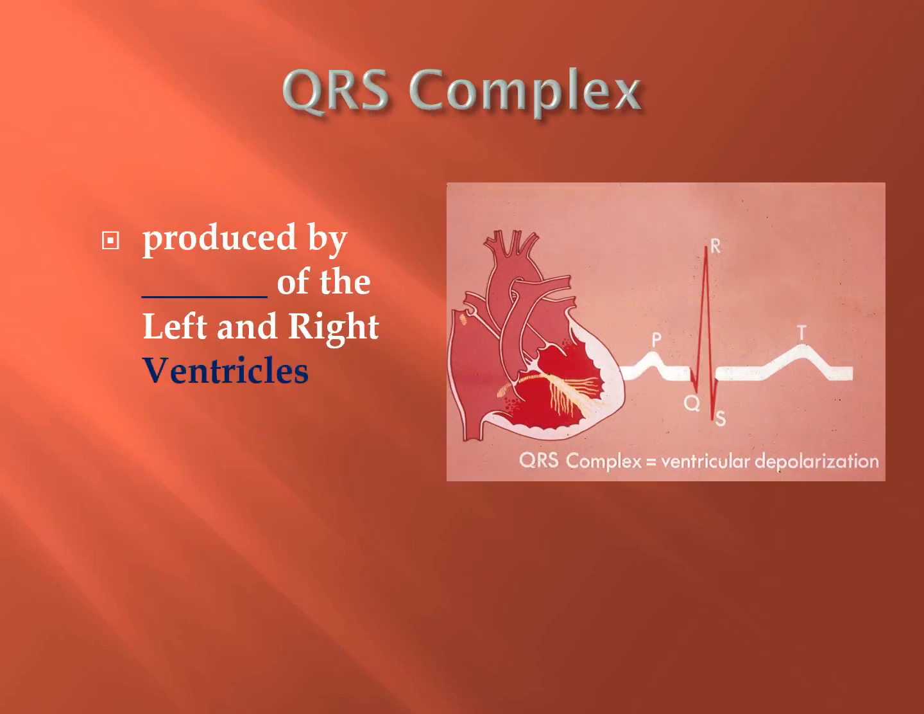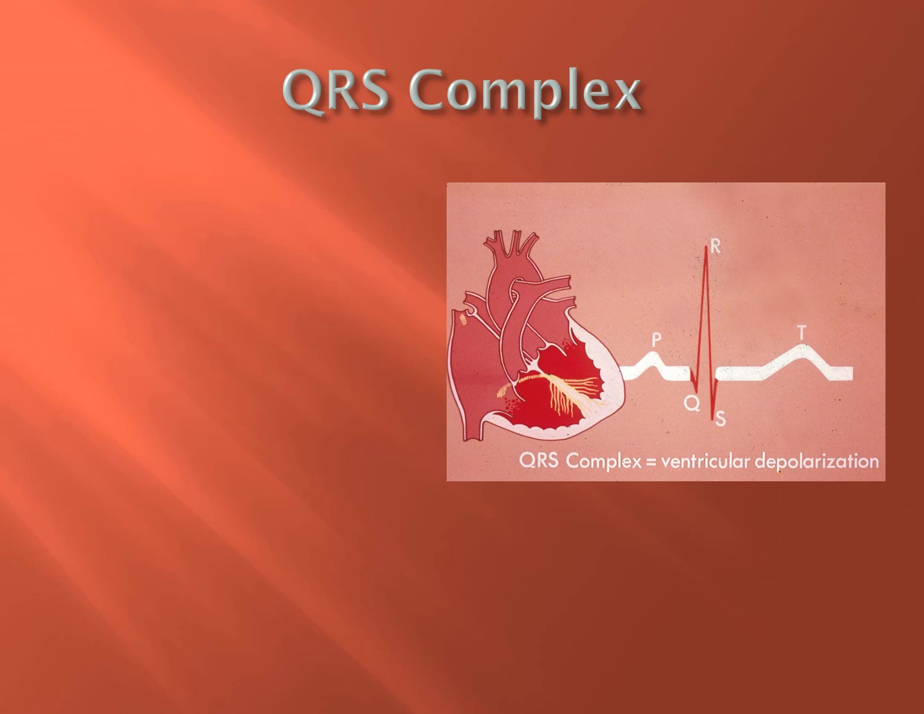The QRS complex is produced by depolarization of the left and right ventricles. So that represents electrical activity going through the ventricles. If we see a really wide QRS complex, that means the electrical activity going to the ventricles is very, very sick or disrupted. That can be a sign of cardiac disease.